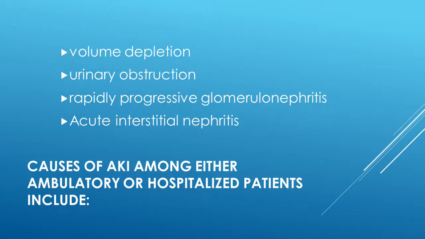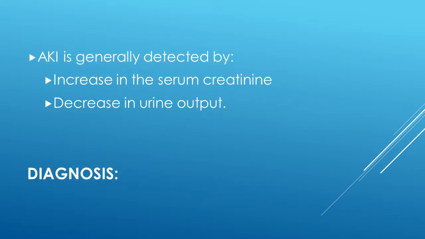So the causes of acute kidney injury, either in ambulatory or hospitalized patients, it's volume depletion, it's obstruction. That's why we always do the ultrasound. And there are some less common causes, like rapidly progressive glomerulonephritis or acute interstitial nephritis, say from an allergic reaction. So the diagnosis, usually it's just simply an increase in the serum creatinine or a decrease in urine output.